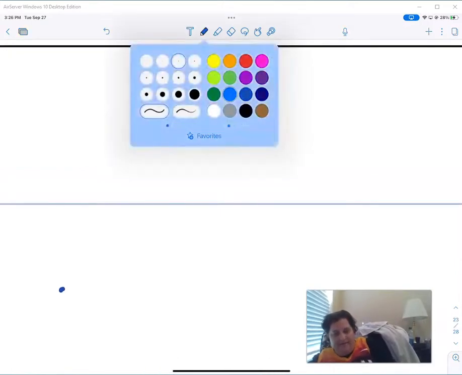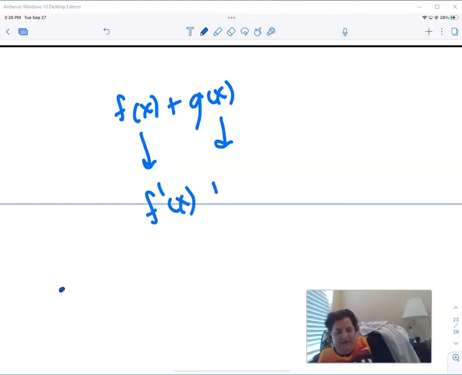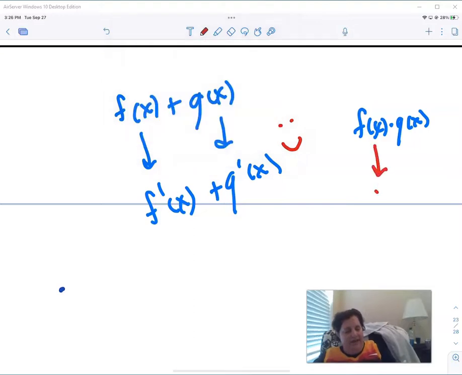If I have a function plus another function, and I'm taking the derivative, I take the derivative of that one and the derivative of that one. And everything is great, and there is happiness in the land, okay? Unfortunately, it is not true if I have a function times a function. It's just not true. It doesn't work that way. I can't take the derivative of this one times the derivative of this one and get a proper answer. It just doesn't work. All right.